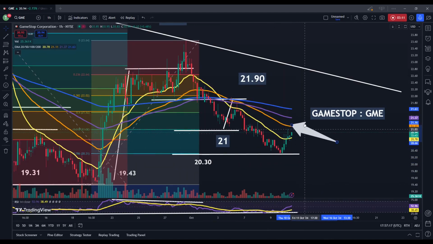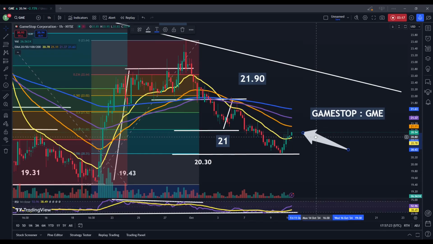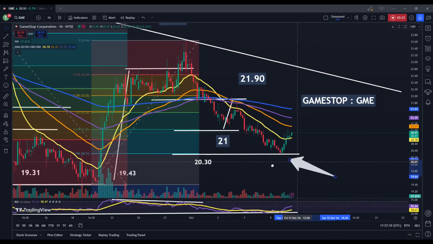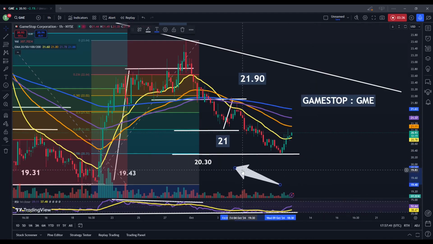And now we have started to move back into the exponential moving average cluster. Now, as this occurs, if this can manage to maintain this level, I'm not entirely convinced that it can, but if share prices can maintain this level, then I would start to have more of a sideways consolidative type of view for this stock. But what really needs to happen here is we need to maintain this $20.30 support level.